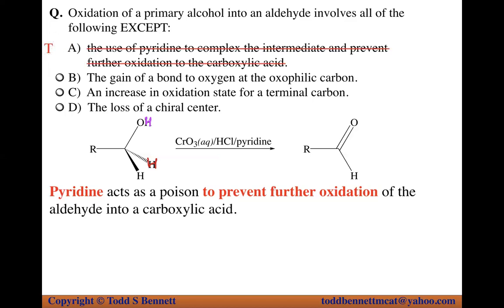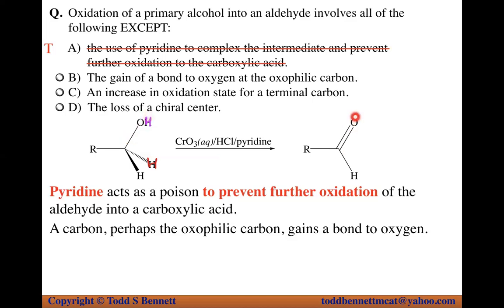We gain a bond to O with the oxyphilic carbon. Oxyphilic meaning the one that's loving of oxygen. So if it has one bond to O, it must be the one that loves oxygen. Now it goes up to two. That's a true statement. You can flat out just see it in the picture. One bond to O, two bonds to O. An increase in the oxidation state.